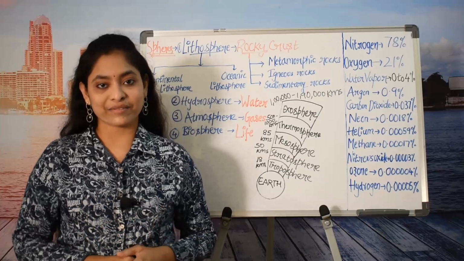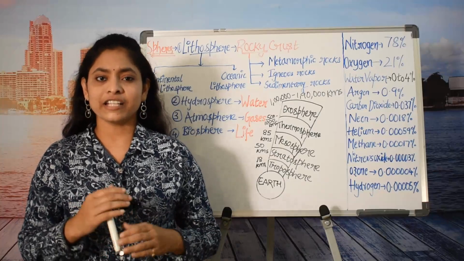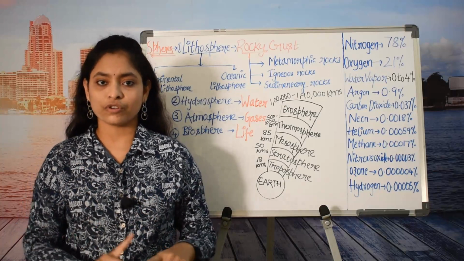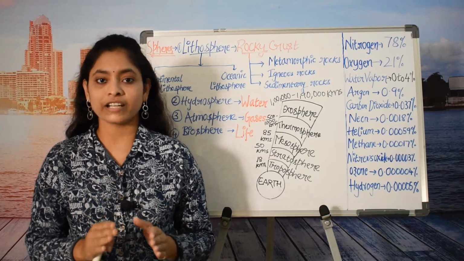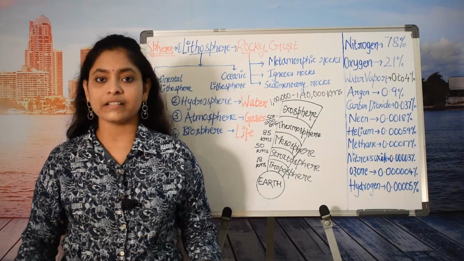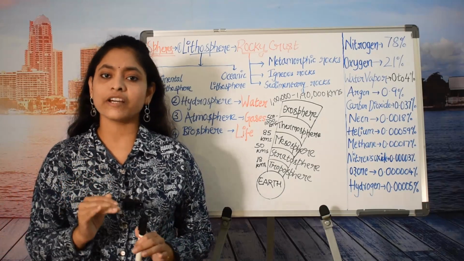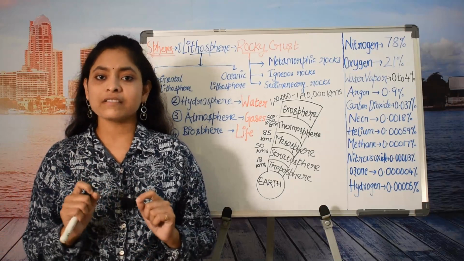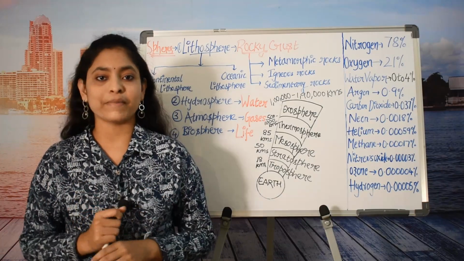Next, Hydrosphere. Hydrosphere includes all forms of water in the Earth's environment like oceans, lakes, rivers, snow, glaciers, water underneath the Earth's surface, and even the water vapor present in the atmosphere. It is believed that 70% of Earth's surface is covered by hydrosphere.